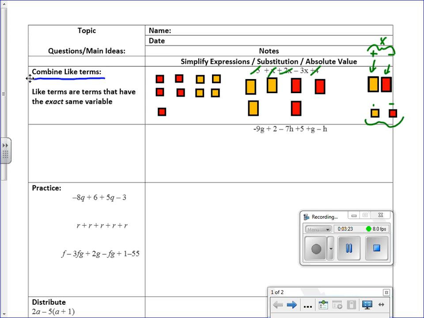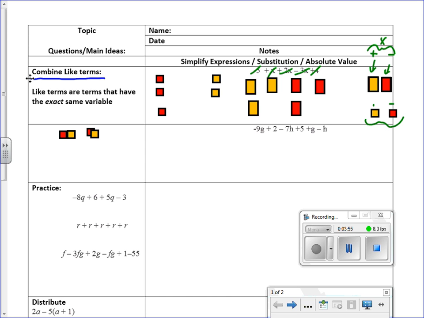Now what we have here is what we call a zero pair. A zero pair is one red and one yellow, which totally cancel each other out. So anytime I see a zero pair, I can pull those out. I have one red and one yellow here. That one's gone, that one's gone. A red and yellow here. That one's gone, that one's gone.